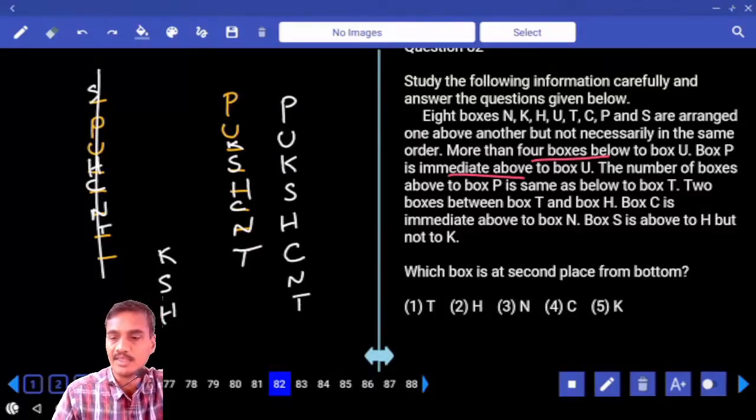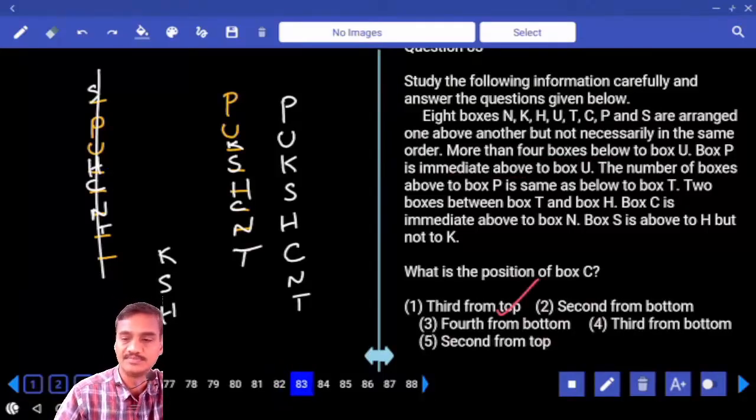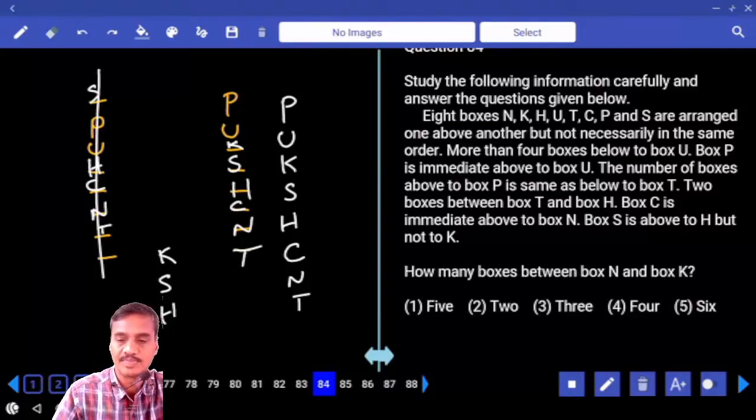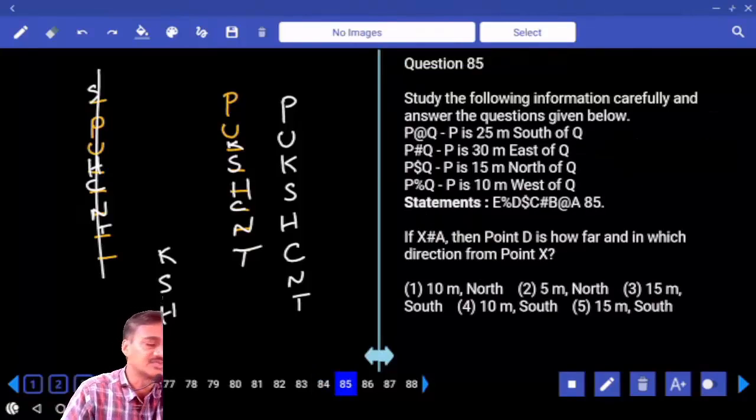Now in this, which box is second from the bottom? Second from the bottom is N, choice 3. And what is the position of box C? Box C is third from the bottom, choice 4. And how many boxes are there between N and K? In between N and K, there are only 3 boxes, that is choice 3. And next one, 85.